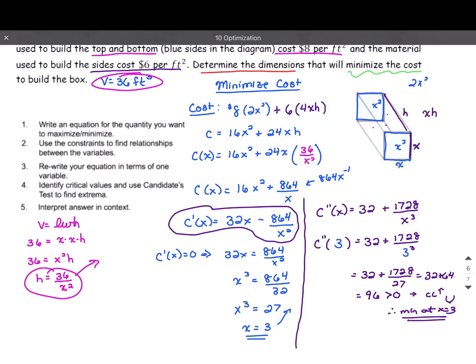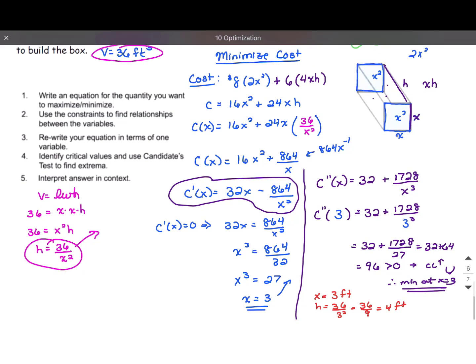But what did they ask us to find? They asked us to find the dimensions. So we know that x is 3 feet. But h is 36 over 3 squared. So that's 36 over 9, which is 4 feet. So the dimensions should be 3 feet by 3 feet by 4 feet. That is our answer. Fun, right?